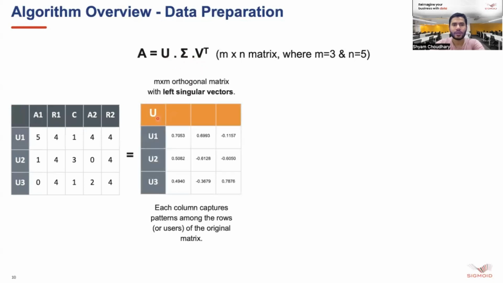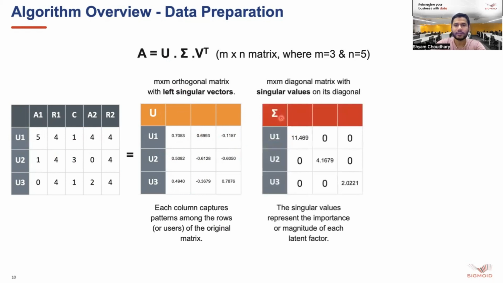Our first matrix, U, is an orthogonal matrix with left singular vectors. Each column in this matrix captures patterns among the rows of the original matrix, so each column here will represent patterns in the rows of this matrix, basically patterns of the users.